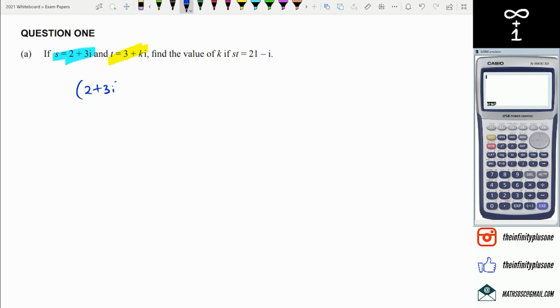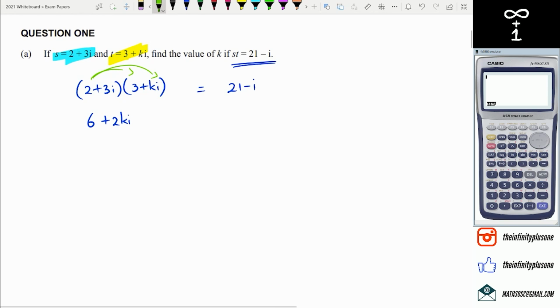We're going to get 2 plus 3i multiplied by 3 plus ki. We know that the product st equals 21 minus i, so this whole thing should equal 21 minus i. Just dealing with your normal quadratic expansions there. So we've got 2 times 3, which is 6, and then 2 times ki, which is 2ki. Then the bottom part I've got to expand out. So I've got 3i times 3 is 9i, and then 3i times ki, which is 3ki squared.